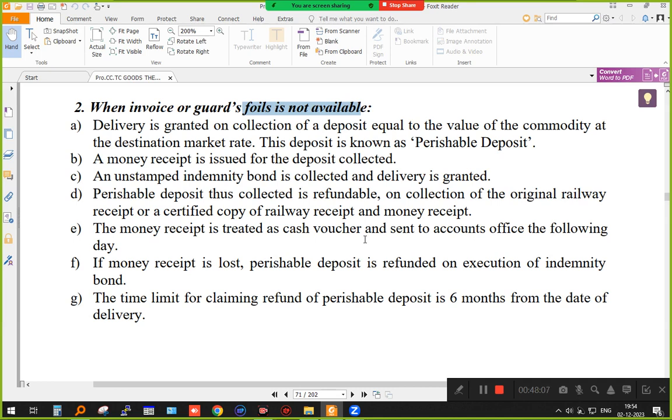Remember, it need not be an original RR. It may be a certified copy obtained from the originating station. That and the receipt which we have given for the perishable deposit, both of them, if he gives it to us, we will return that perishable deposit to him.